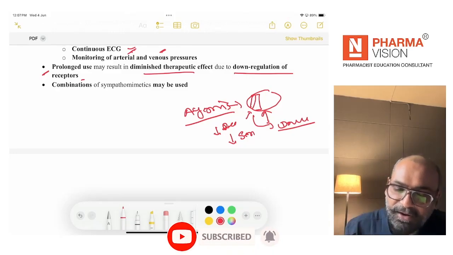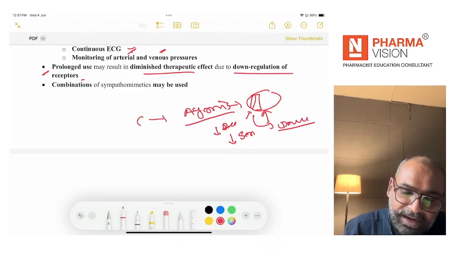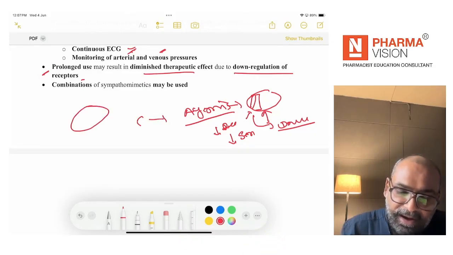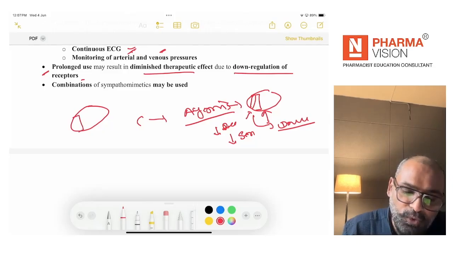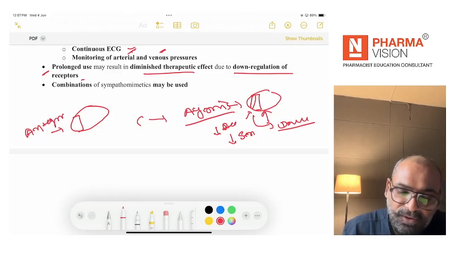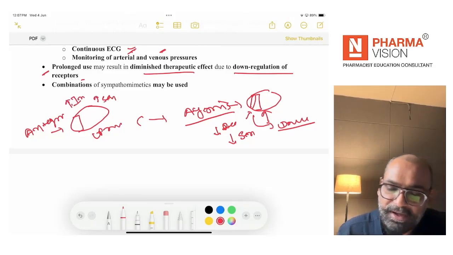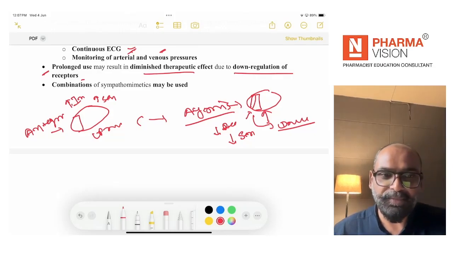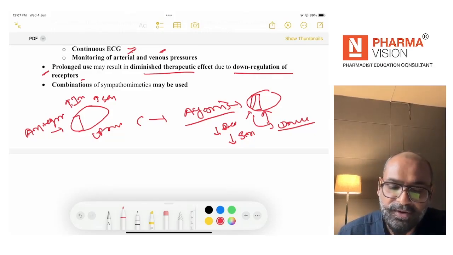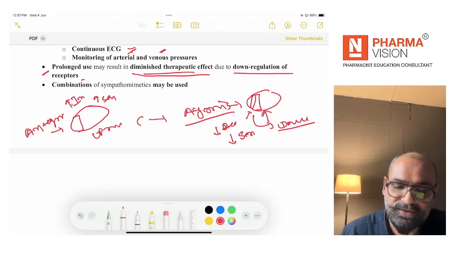A similar concept you must understand is called up regulation. When any cell is continuously exposed to an antagonist for a longer period of time, that is called up regulation. Up regulation either increases the number of receptors or increases the sensitivity of the receptor. We have already explained this concept in pharmacodynamics, but here you just have to understand that prolonged use can diminish the effect because of down regulation.